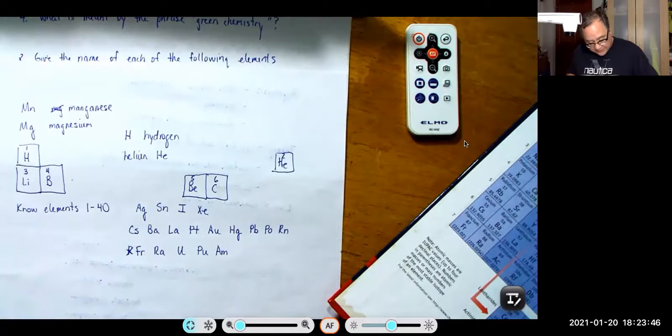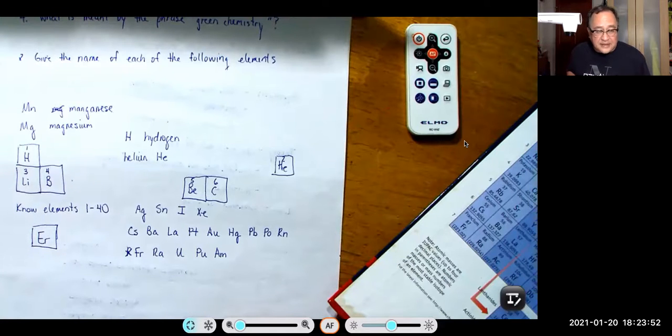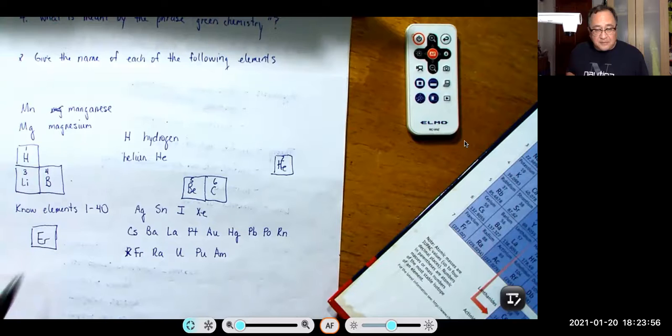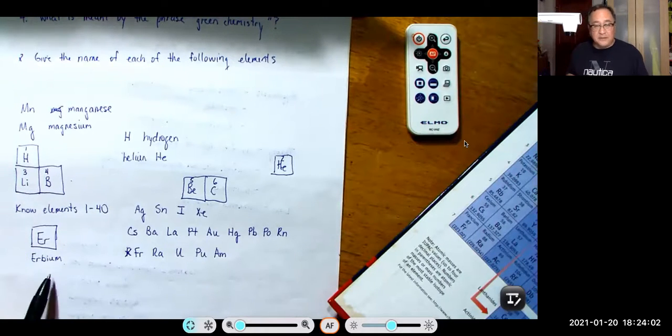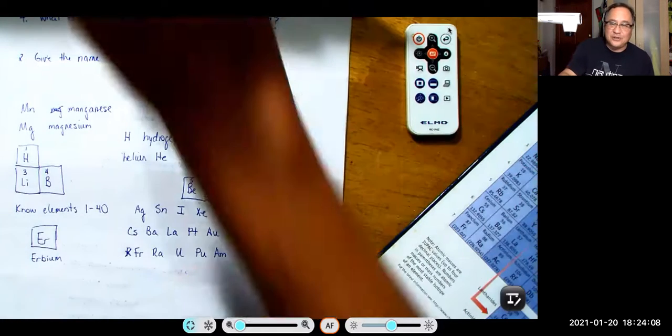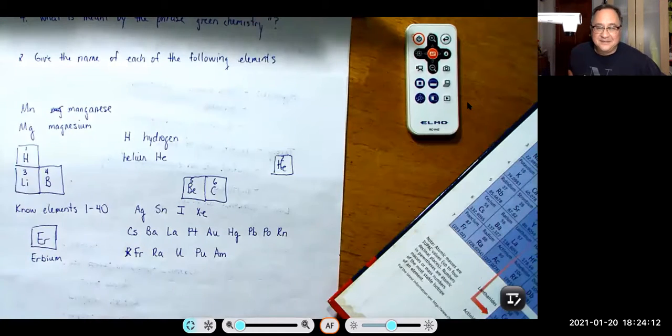And then, of course, there is this element here, which is, you know how there's state birds and county birds and so forth and so on? This is Humboldt County's element. Erbium. You guys are so dead. That's funny. Erbium. Humboldt County's.